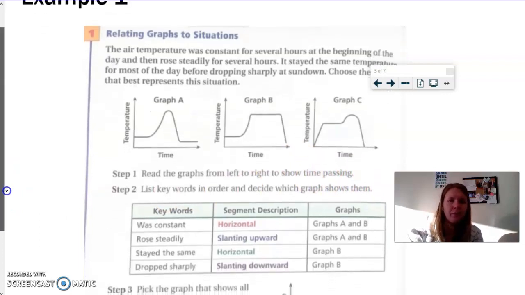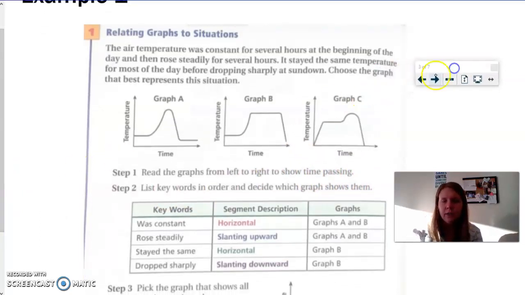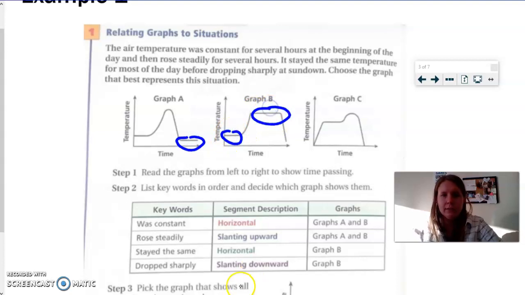So, some words to be cautious about in how they phrase things is "was constant." If it was constant, you're going to have a line that is horizontal. So in this case, graph A as well as graph B show that, and I can see that right here on my graphs because there's a horizontal line. Rose sharply means it's going to go upward, slanting upward, which also shows in graph A and B.